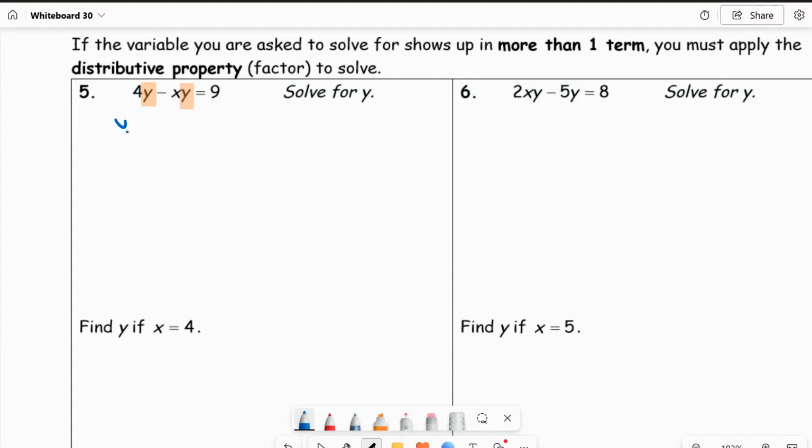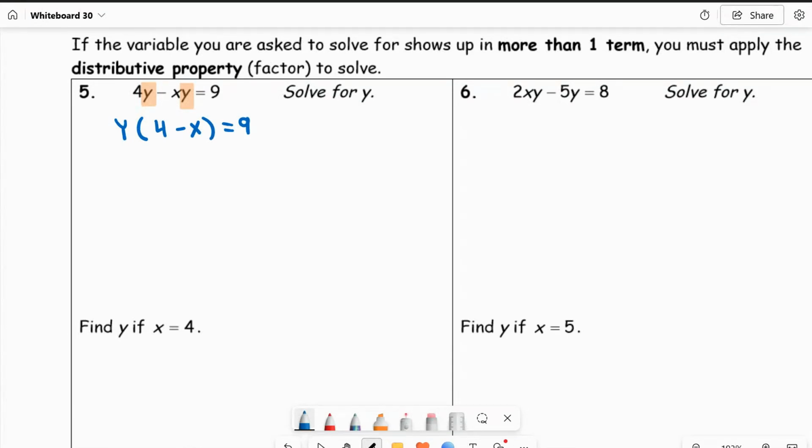So by factoring out a y, you ask yourself, what times y gives you 4y? Well, that would be 4. And then what times y gives you negative xy? Well, that would be negative x. So go ahead and factor out y first.